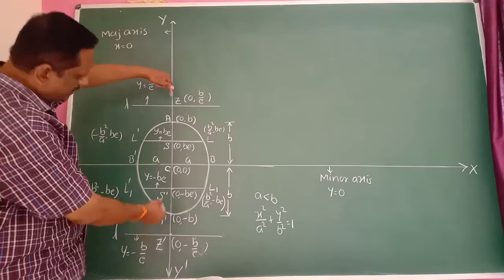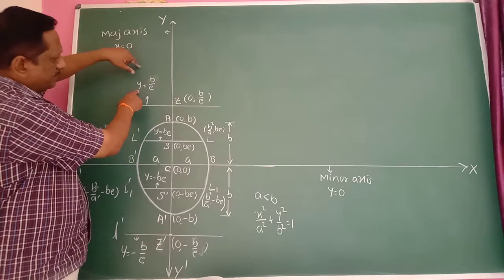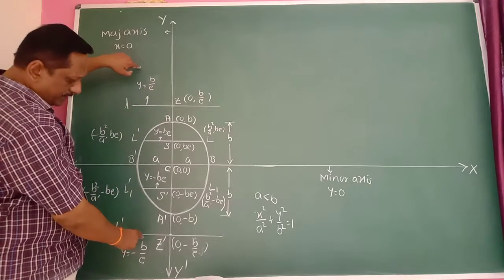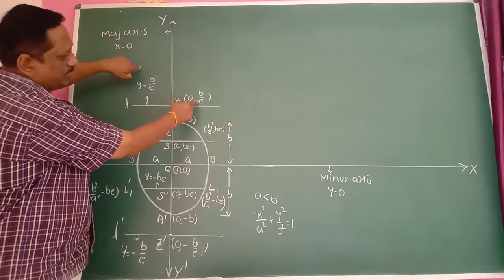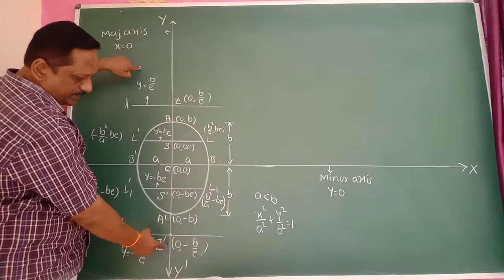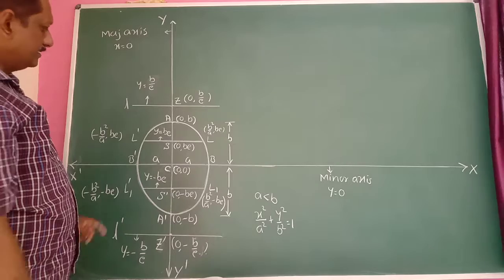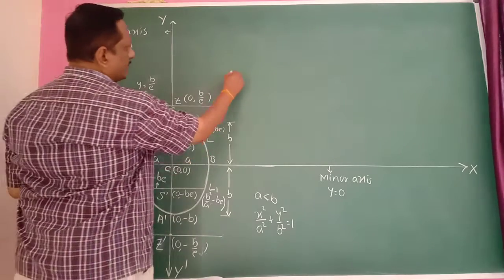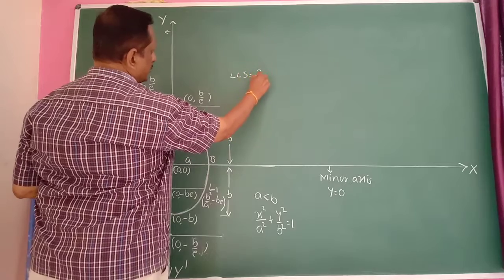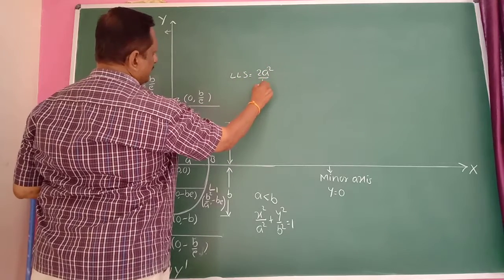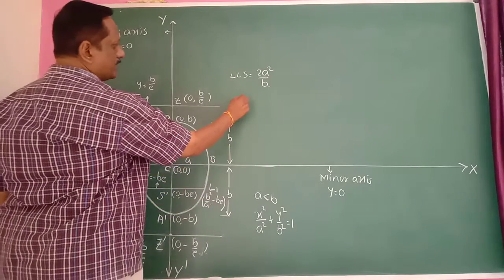Okay, so this height CZ is a upon e, since its equation is y equal to b and this equation is y equal to minus b. The coordinate of z is 0 comma b and the coordinate of z dash is 0 comma minus b here. And the length of the latus rectum is 2a square divided by b here. 2a square by b.